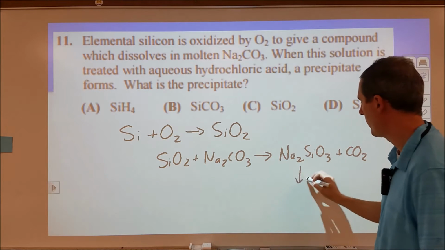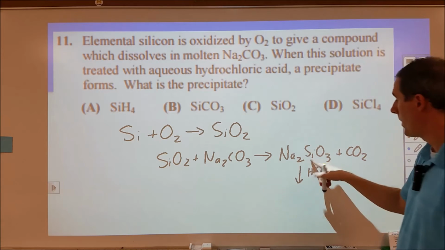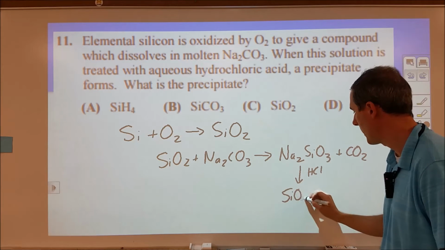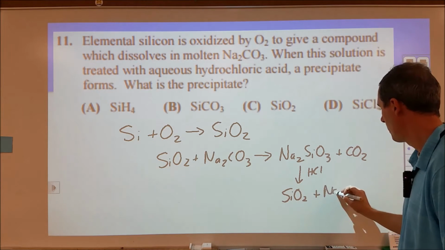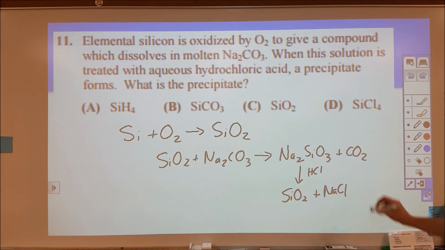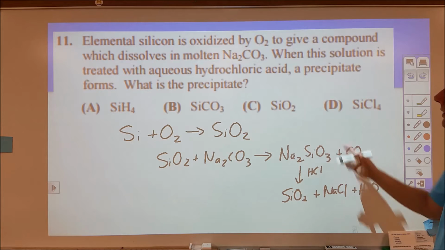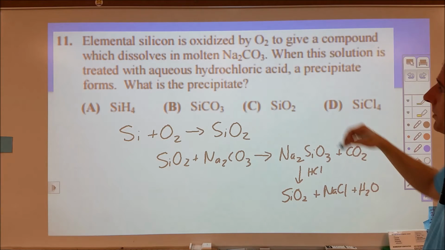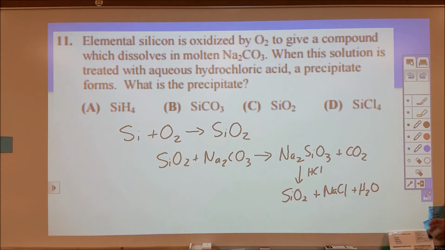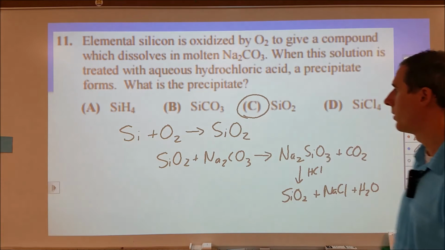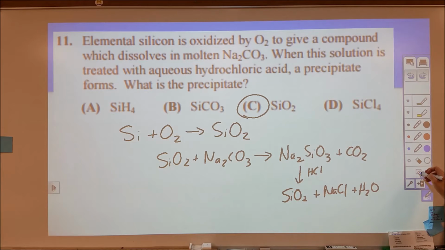Okay? Then that solution is treated with aqueous hydrochloric acid and a precipitate forms. So we're going to add hydrochloric acid to this. When we add hydrochloric acid to this, that's going to turn this back into silicon dioxide, sodium chloride, and water. And it says a precipitate forms. What is the precipitate? So our precipitate's going to be the silicon dioxide right there. So we form silica gel.